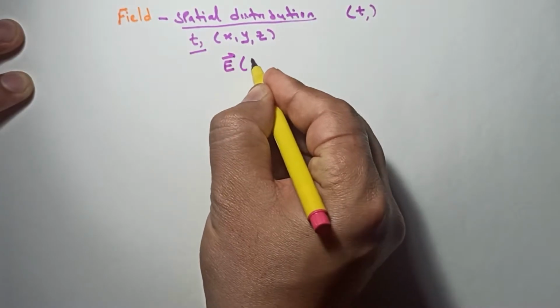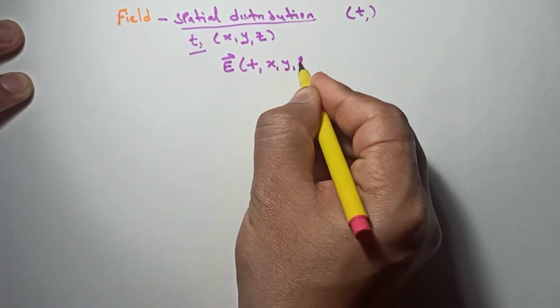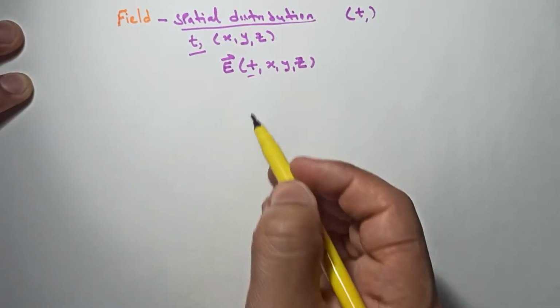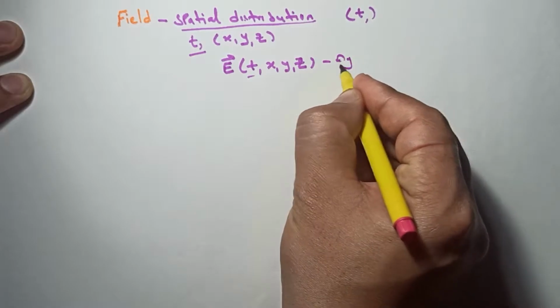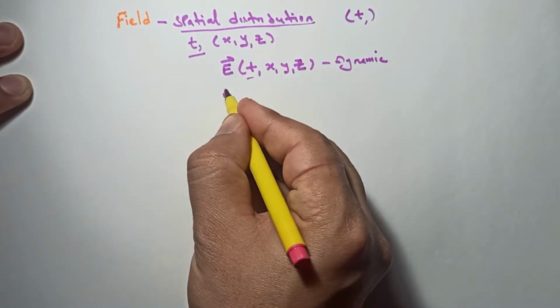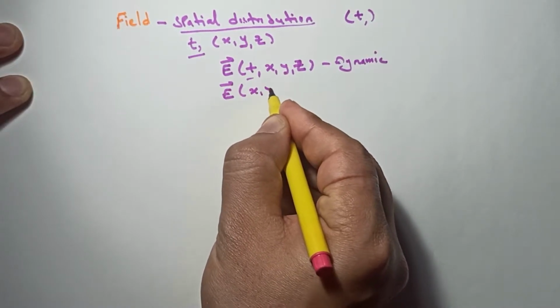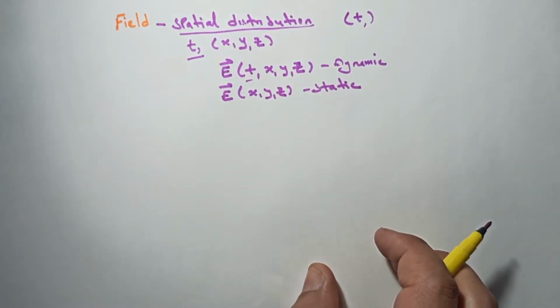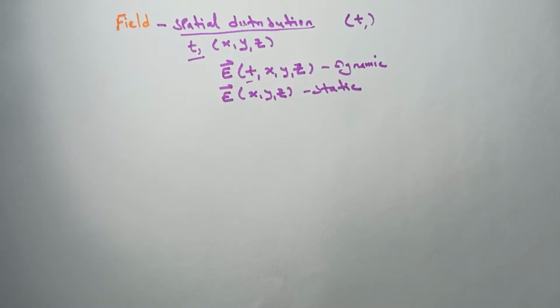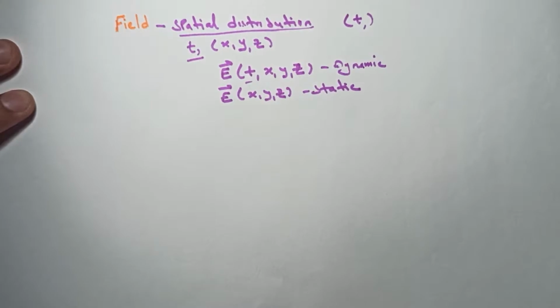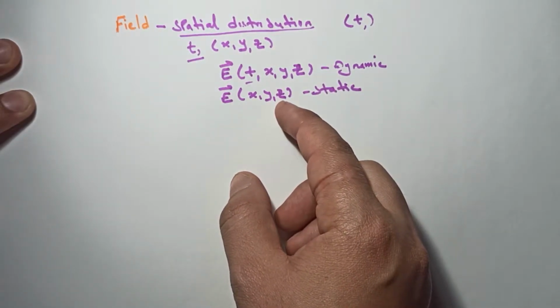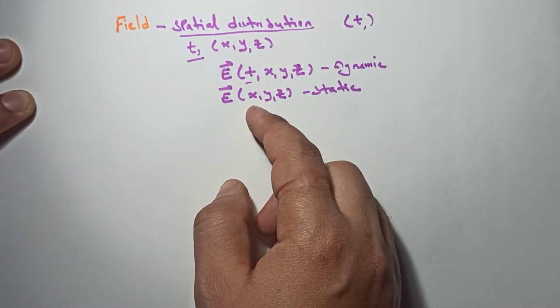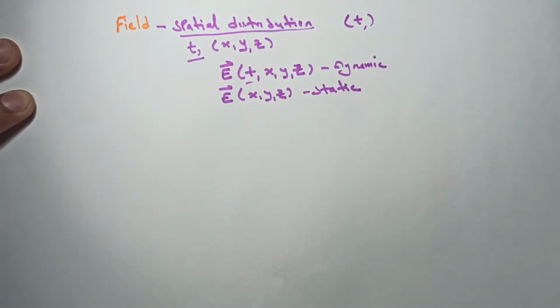Let us say if you take the example of the electric field, you may write it like that. Here the field is dynamic because time variation is there. If you write it with no time variation, XYZ, only space variation, it is called the static field. Static field means no time variation. We are going to study the static field first, then we will go for the dynamic, because we have to study the space variation first, then we will introduce the time variation in the coming videos.